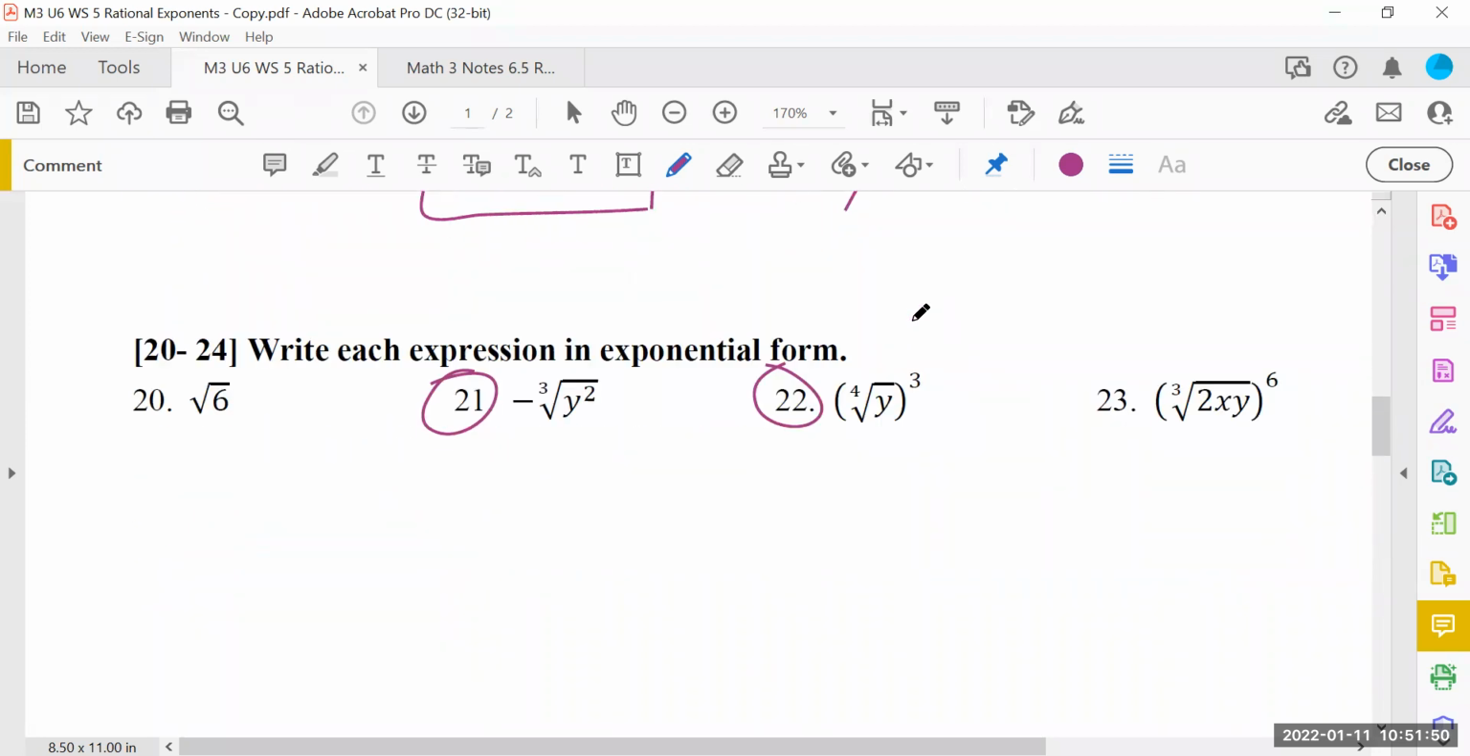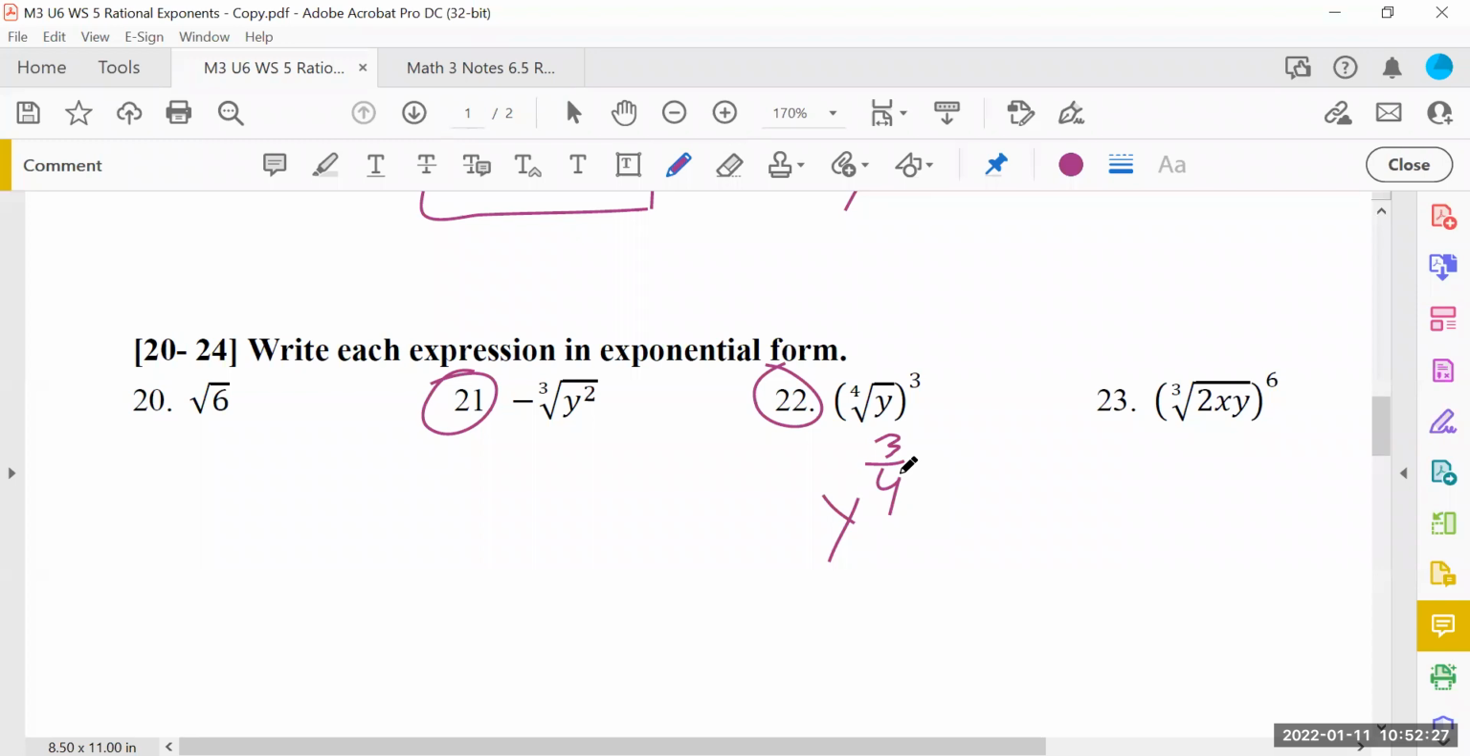Every once in a while, we have some issues with 21. Alejandro, what'd you get for 21? Did you do 22? Okay, what'd you get for 22? Y to the 3 over 4. Okay, so that's perfect for 22. Anybody get 21? Want to volunteer to do that one? Should I call on somebody? Anybody want to do 21? Okay.